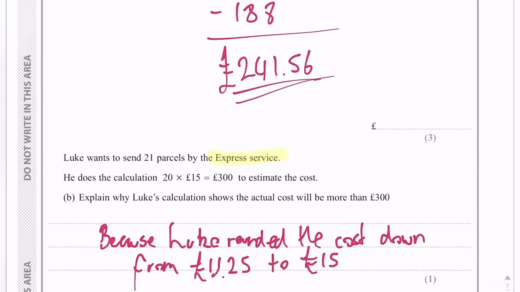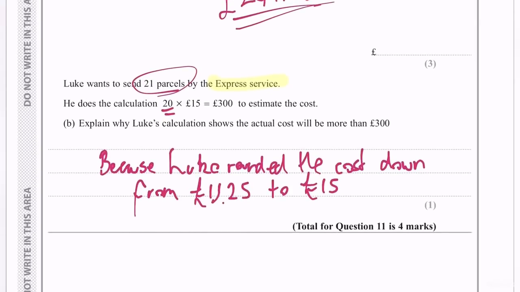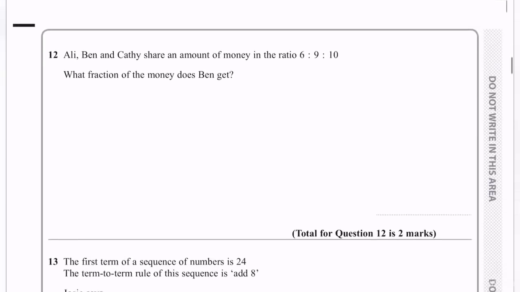Okay, and he's also rounded down the amount of parcels that he's going to send. So he's actually going to send 21 parcels here, and he's actually only done 20. So you could also say that as well. I would also put that in. He's also rounded down the amount of parcels. So he said less parcels and at a lower cost. So it's giving him a much lower cost there.